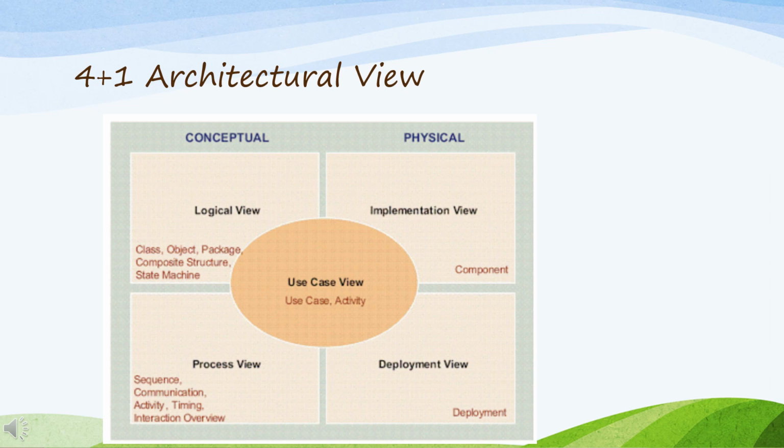To view the system from the development point of view, we need to create the component diagram. To view the system from the physical point of view, we need to develop the deployment diagram. Out of all, the entire view for a system is tied together in the use case view. In that, we need to create the use case diagram and activity diagram.